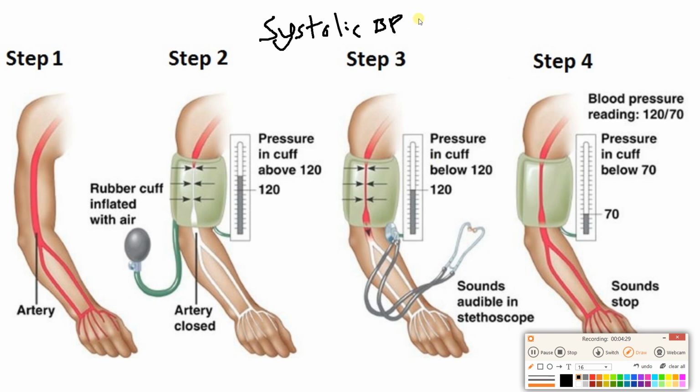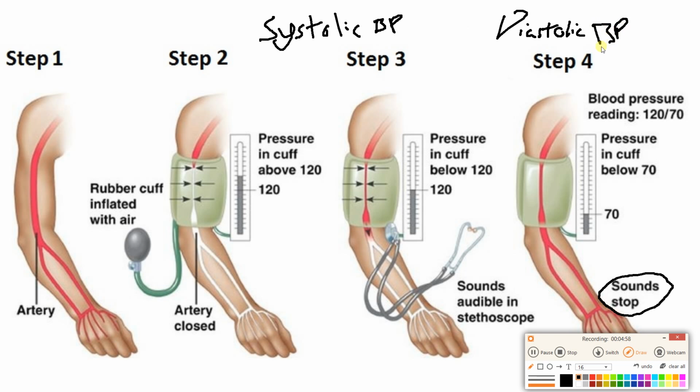Maybe it's 120, maybe it's 115, maybe it's something different. We're going to keep dropping the pressure in the cuff until the sounds disappear. When the sounds disappear, that means our cuff pressure has just gotten below diastolic. So we look at our gauge again, and whatever it's saying is going to be the lowest blood pressure, or the diastolic blood pressure. So we're going to get two measurements.